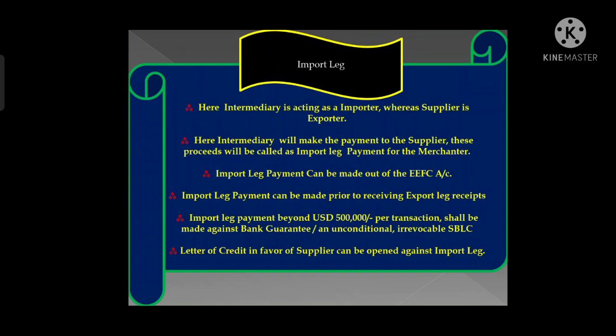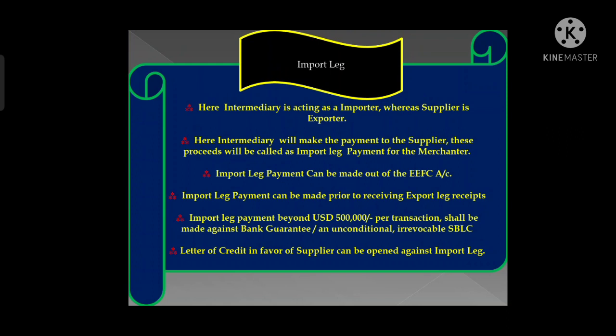If import leg payment is being made after receiving the export leg, then it should be made out of the amount which is lien marked, right? Import leg payment can be made prior to the receiving of the export leg receipt. It means import leg payment can be made in advance before receiving the export leg receipt.